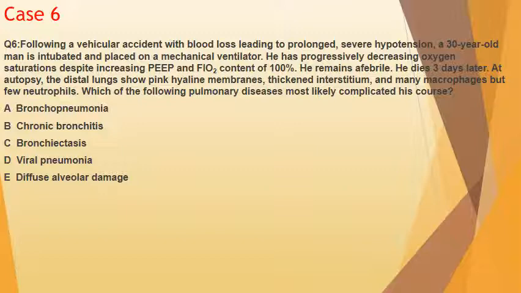The distal lung shows pink hyaline membrane. Oh, so we are coming here to know the diagnosis. Thickened interstitium. So there is an accident, loss of blood, severe hypotension. The patient is in shock, on a mechanical ventilator, and dies. What is the cause of death in such a patient?